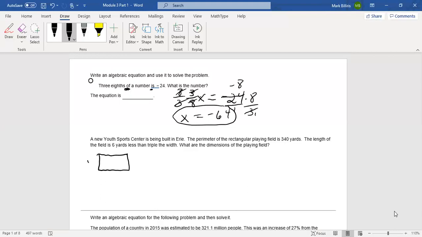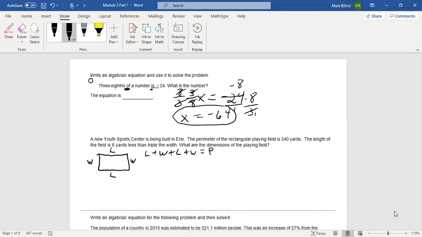So we know we have 2 widths and we have 2 lengths. So to find the perimeter, we add the distance around. So it would be length plus width plus length plus width would equal our perimeter. So that'd be adding all the distances around this figure.